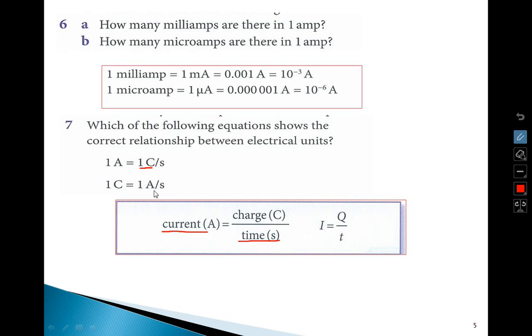So which one is correct here? 1 ampere of current is equal to 1 coulomb of charge over second, or time in seconds. So this is the correct one. This one is wrong. Why? Because 1 coulomb is not equal to 1 ampere over second. No, it's current times seconds, I times S, not over. So this one is wrong and this one is correct.